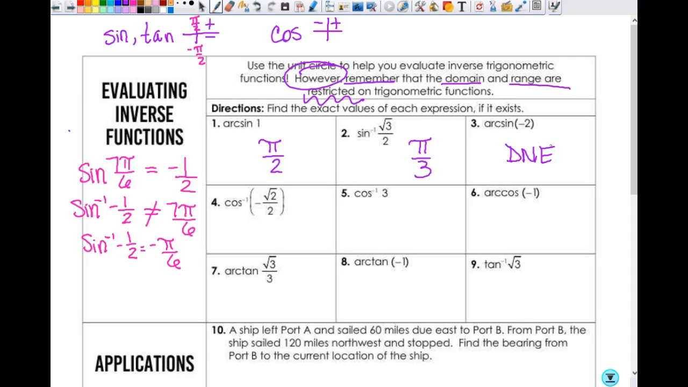All right, so cosine inverse of negative square root of 2 over 2. Remember how we were writing these down the first time? Square root of 2 over 2 for cosine is pi fourths, right? But this is negative. So it's not going to be negative pi fourths because cosine has to be a first or second quadrant angle. So since it's negative, it's the second quadrant pi fourths angle. What is that? 3 pi fourths.